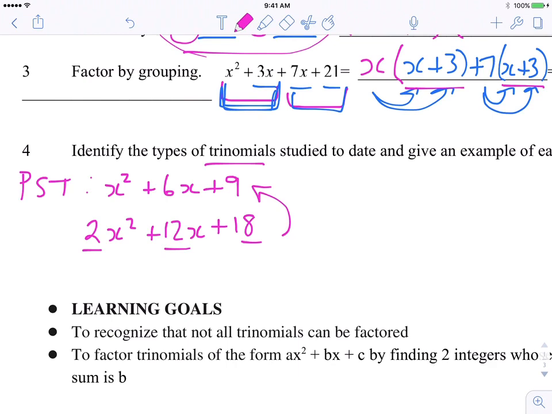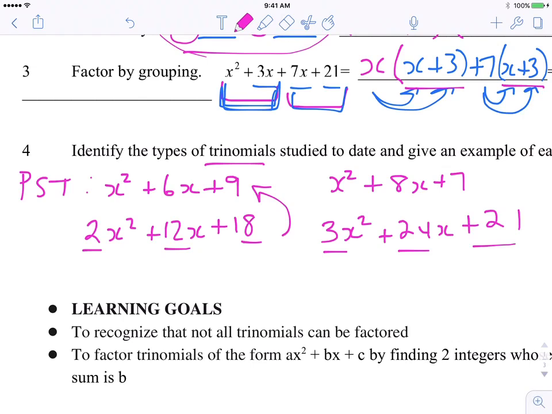We've looked at x squared plus, let's say, 8x plus 7, where it's not a perfect square trinomial. And then we may have looked at examples like this where we have a numerical coefficient in front of the x greater than 1, so 3x squared plus 24x plus 21, where you need to remove, in this case, a 3 as your greatest common factor, and then you would end up with something like this that you can factor.